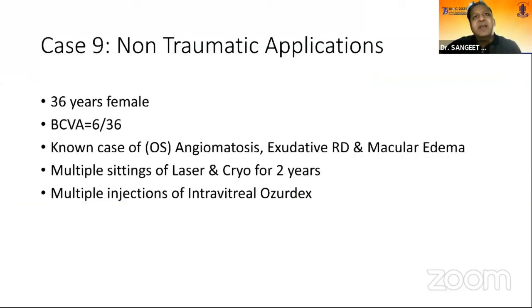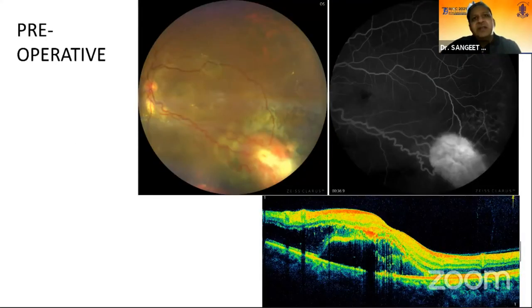And there are some other non-traumatic applications of chorioretinectomy. This was a 36-year-old female, best corrected vision was 6/36. She was a known case of angiomatosis, exudative RD, and macular edema. She had undergone multiple sittings of laser and cryo for 2 years, and she had undergone multiple injections of intravitreal Ozurdex.